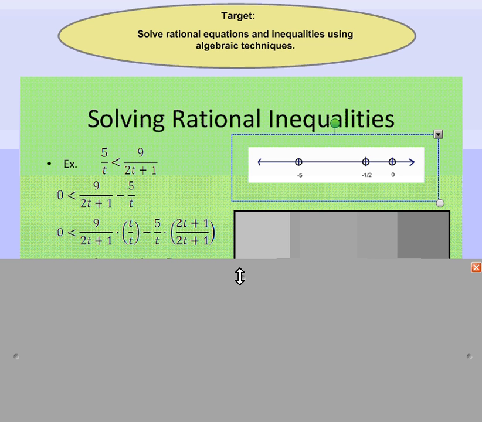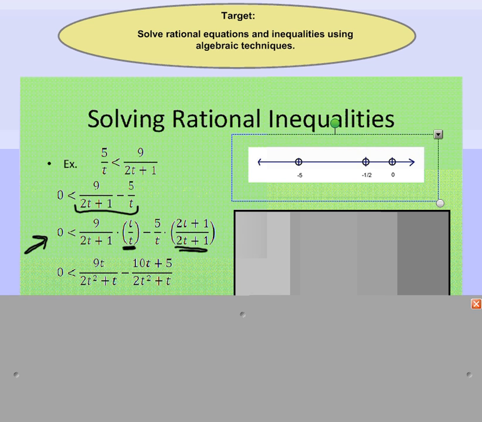Concentrating right here. Now we're combining these two fractions to get them into one fraction. So we need a common denominator. The first term will have to get multiplied by t over t. The second term will have to get multiplied by 2t plus 1 over 2t plus 1, creating 9t over, probably should have just written that as t times 2t plus 1, and then 10t plus 5 over t times 2t plus 1. Okay, it's the same thing.